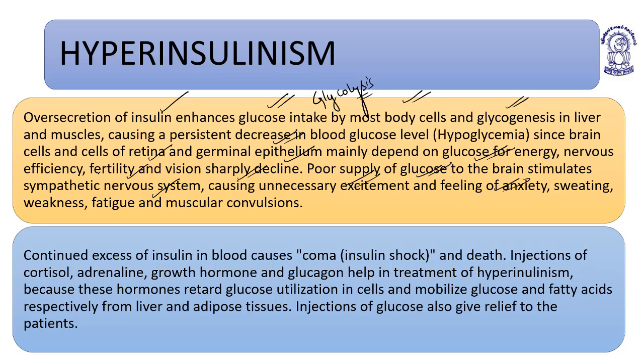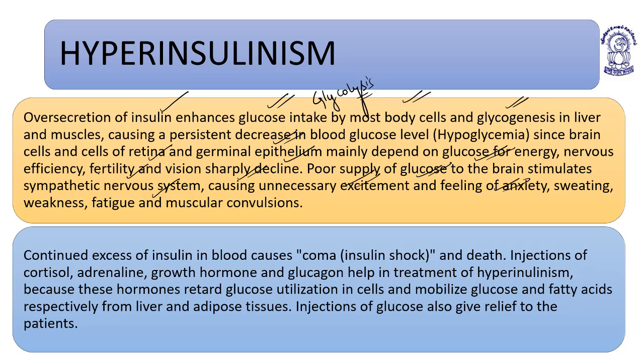So oversecretion of insulin enhances glucose intake by most of the body cells and glycogenesis in liver and muscles, causing a persistent decrease in blood sugar level, that is hypoglycemia. Since brain cells and cells of retina and germinal epithelium depend on glucose for energy, nervous efficiency, fertility, and vision sharply decline. Poor supply of glucose to the brain stimulates the sympathetic nervous system, causing unnecessary excitement. Excitement is there, but it is not required. Feeling of anxiety, sweating, weakness, fatigue, and muscular convulsions.